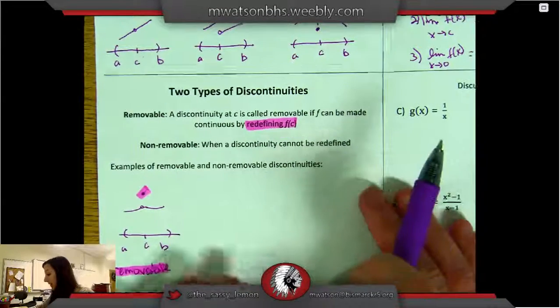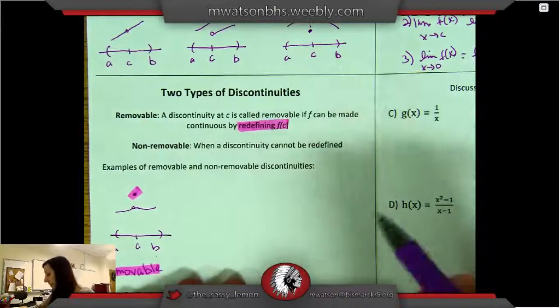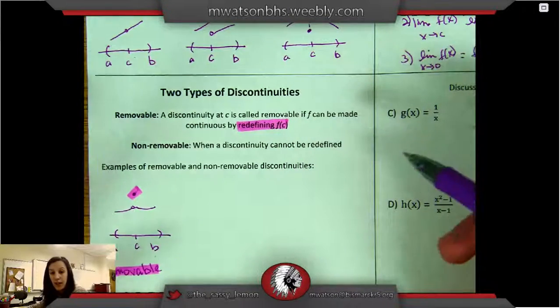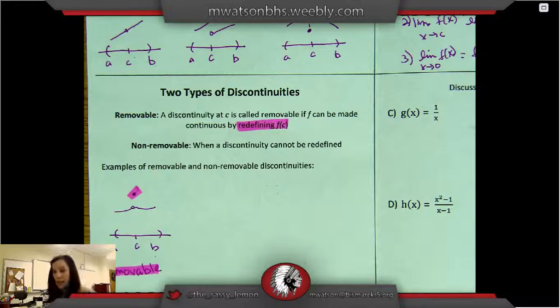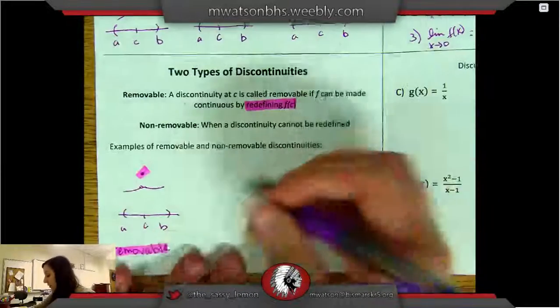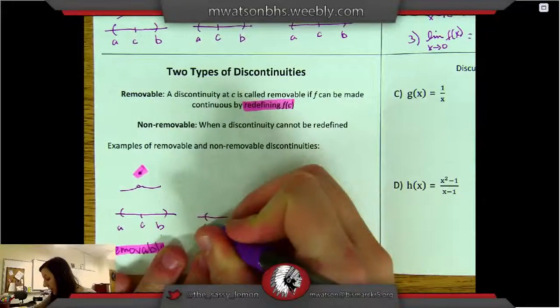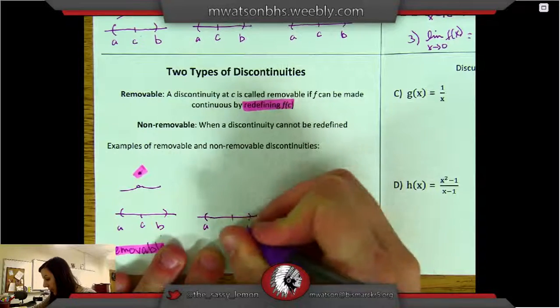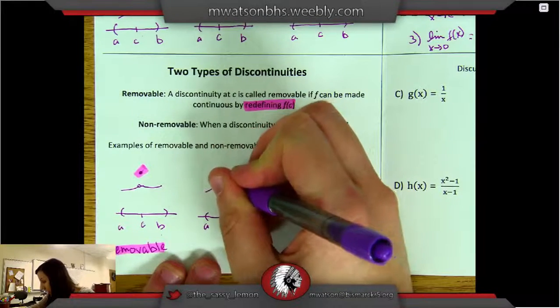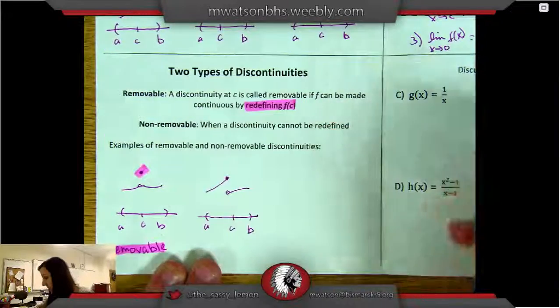Okay, next one was non-removable. So when a discontinuity cannot be redefined. So there's no way you can change it to make it fit the criteria above. And the second example actually is non-removable. So let's draw that again. A to B, the value C in the middle, and it looks something like that.